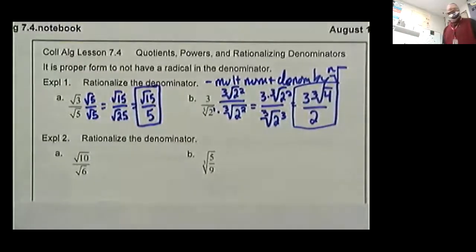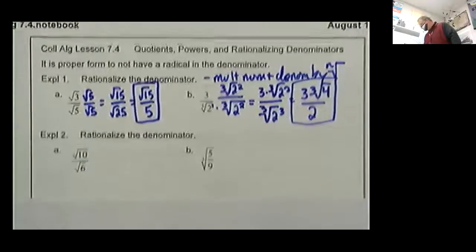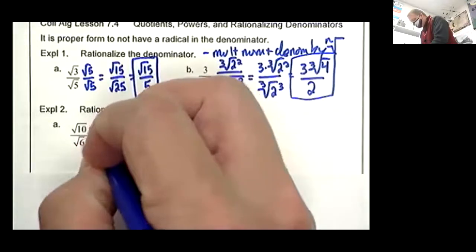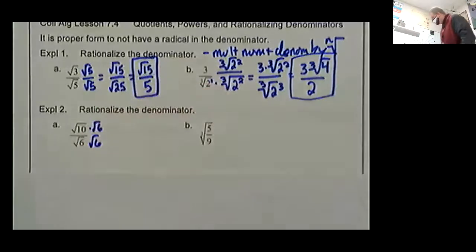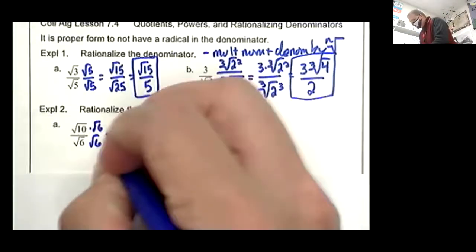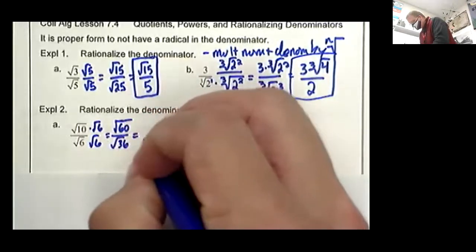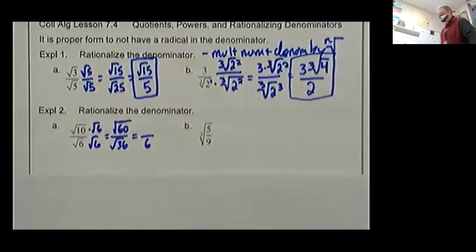Letter A, sometimes we have some choices. So there's a couple ways we can do this one. The easiest thing to do would be just to multiply top and bottom by, again, the same radical, root 6. And if we do that, then we get root 60 over square root of 36. Well, square root of 36 is 6.